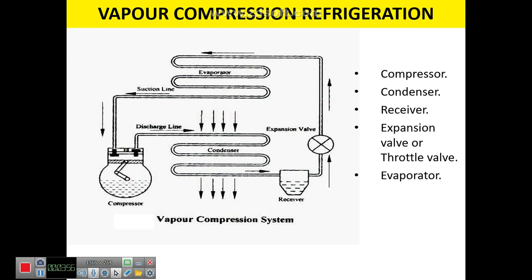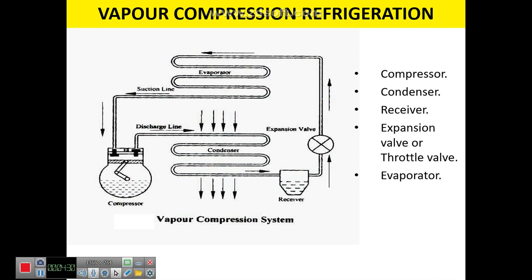For that, we pass that low temperature, high pressure refrigerant through the expansion valve, or it may be a throttle valve. After the throttle valve, the pressure is reduced. So the output of the expansion valve is a low pressure, low temperature refrigerant. This is the required level at which we can absorb the heat from the surroundings. So we pass that low pressure, low temperature refrigerant through the pipeline to the evaporator unit.